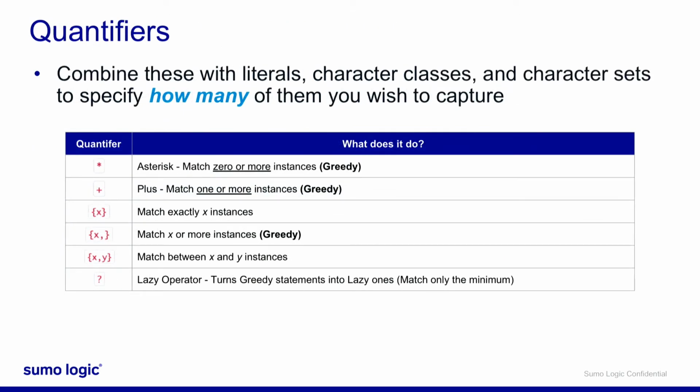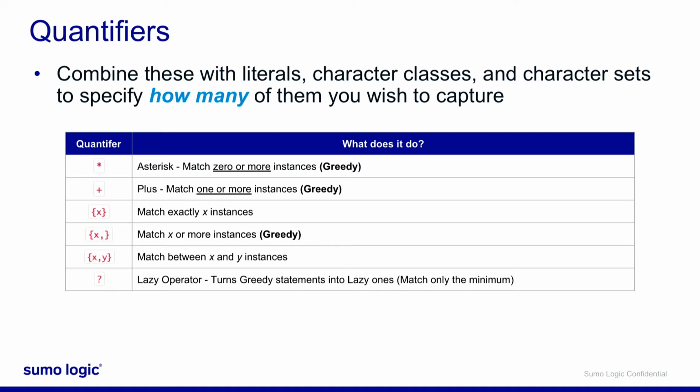The quantifiers. I'm going to put all this together in the next slide. So your asterisk, and I read a lot of books as a kid, so I keep calling it asterisks, but asterisk, match 0 or more instances. Now, the concept of greed, I'll touch on a bit later. Greed is not necessarily good. The plus symbol is match 1 or more.